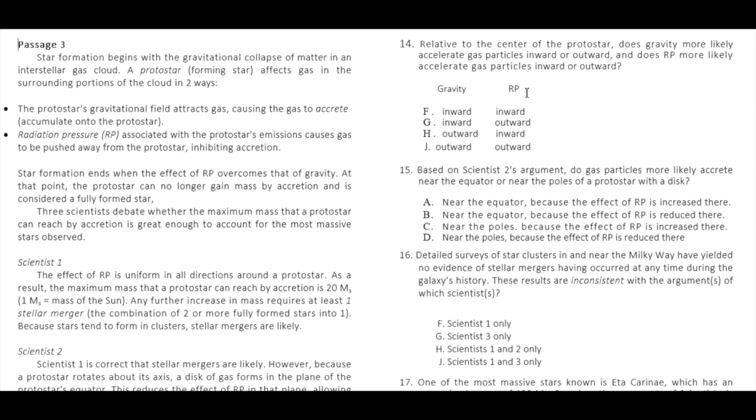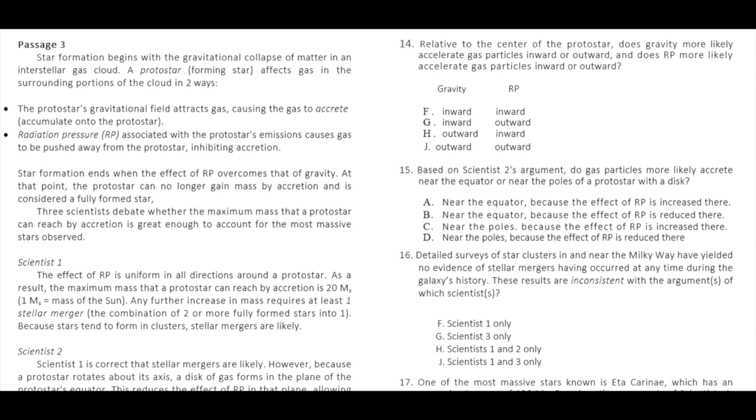Now we need to evaluate what RP does. Radiation pressure, or RP, is associated with the protostar's emissions, and it causes gas to be pushed away from the protostar. So if the protostar is having some gas in the center, and then it's getting pushed away, that means that RP is pushing that gas outward. This means that the correct answer is G, because it has gravity pulling the gas inwards and RP pushing the gas outwards.